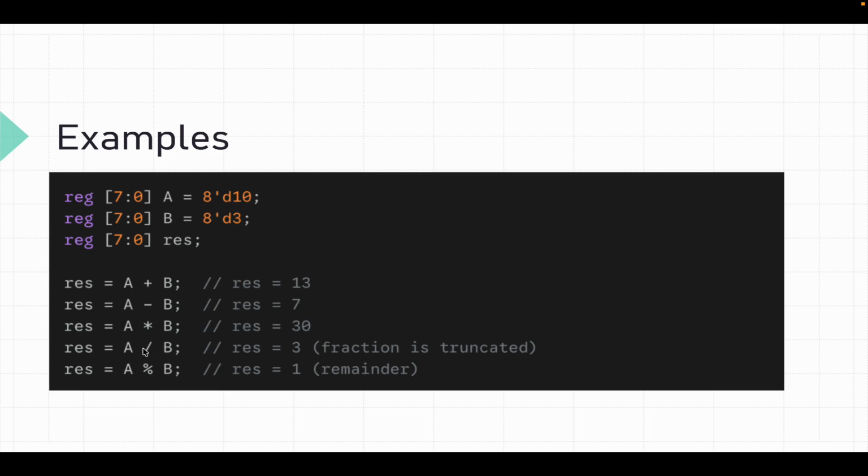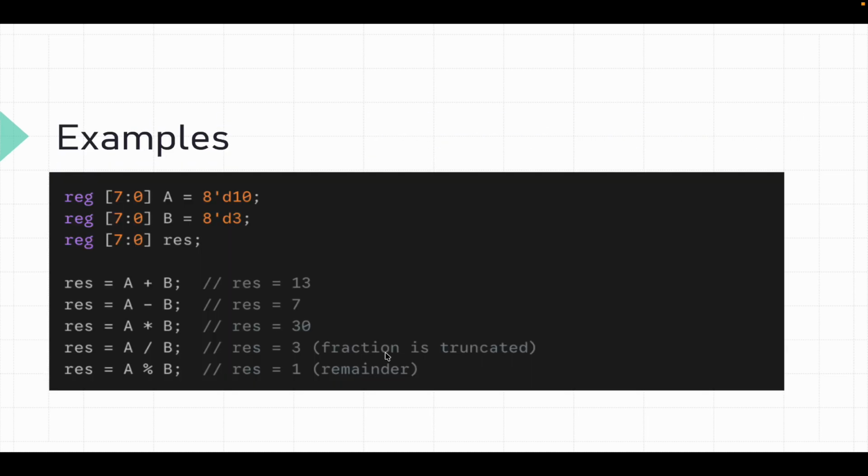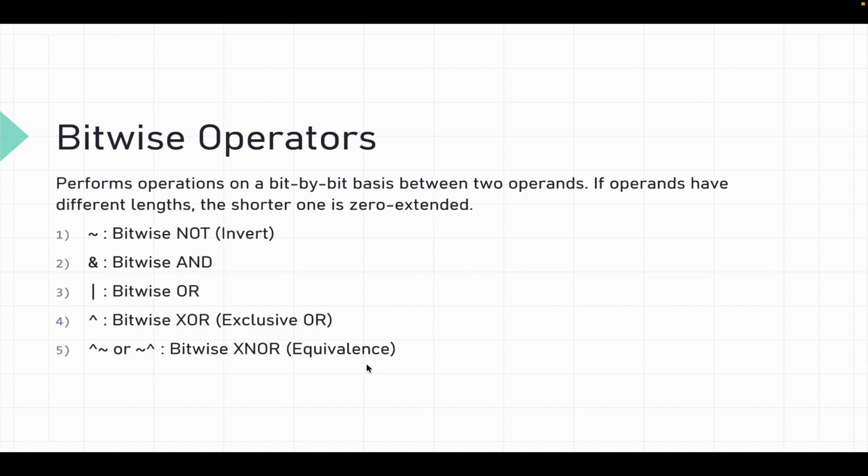Then 10 divided by 3, that is a division. It generally gives you the fraction. Then you have A modulus B. In this case, you divide 10 by 3, and whatever is the remainder: 3 3s are 9 and you are left with 1, so you will get a remainder of 1. This is for modulus.